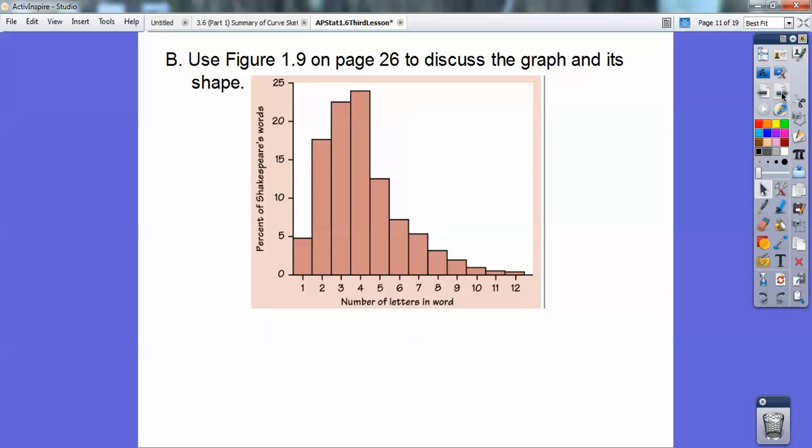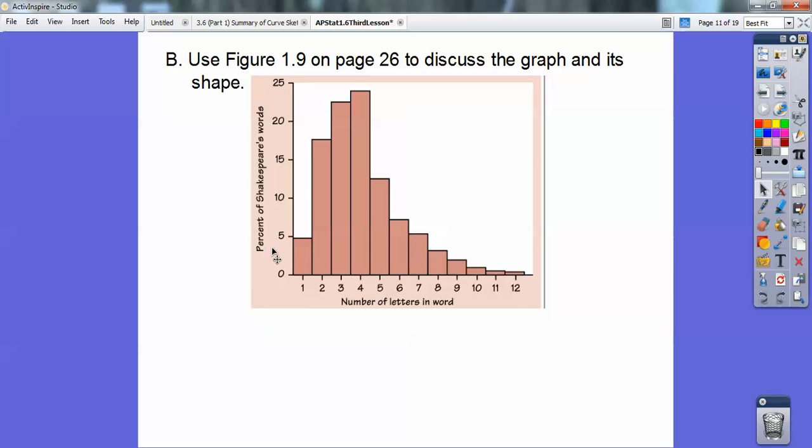Okay, so here it says the number of letters in the words. Here it says the percent of Shakespeare's words. All right, so I guess we're looking at the whole Shakespeare play or story of Shakespeare right here.